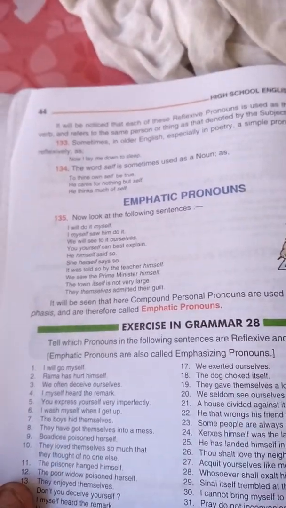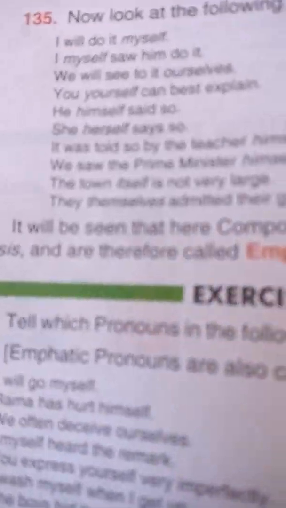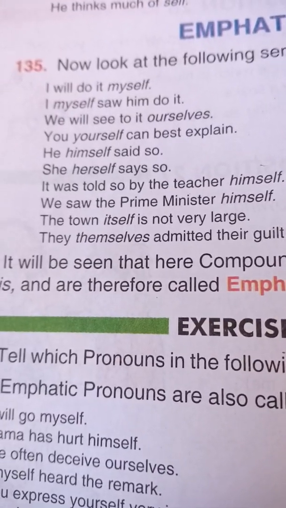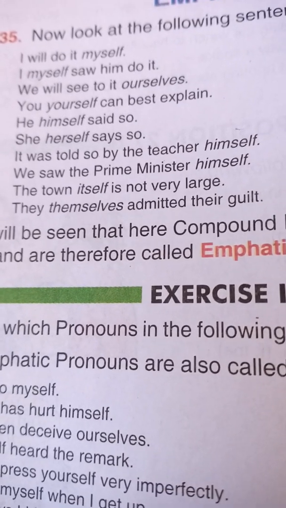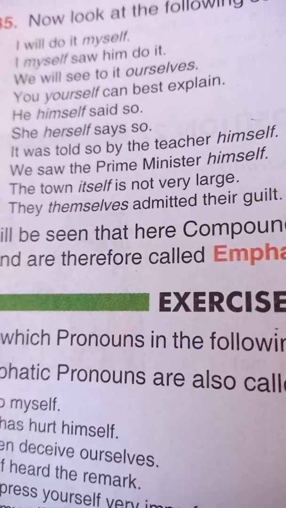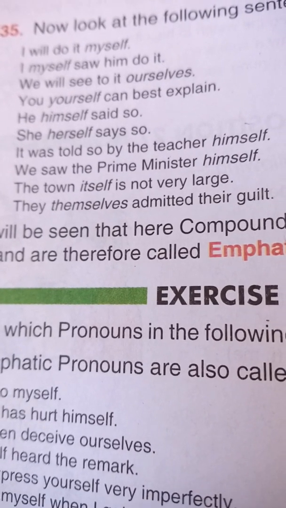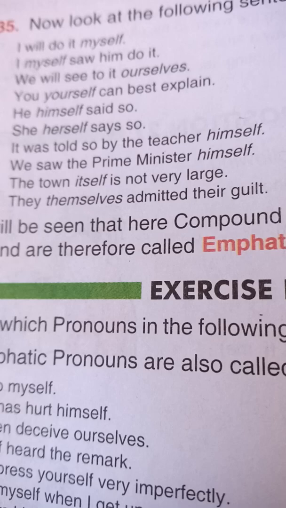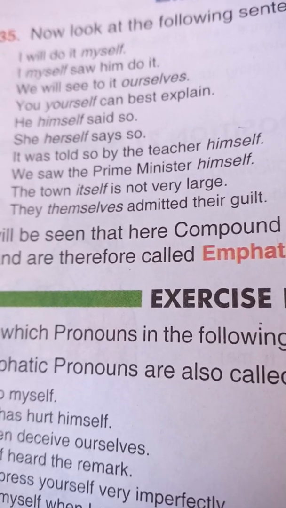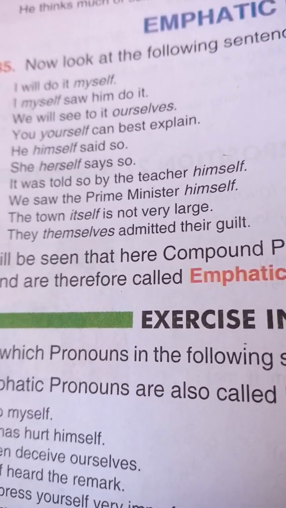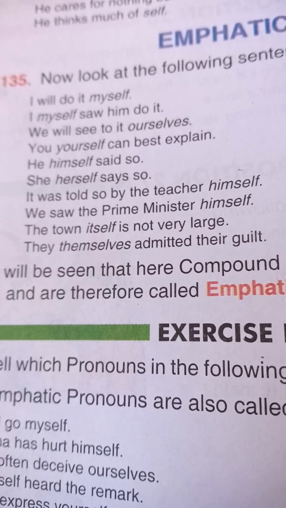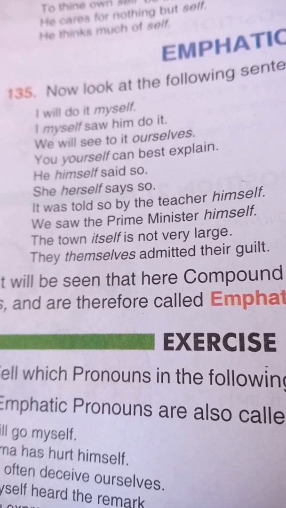Now examples for emphatic pronoun. You have to note down the difference between reflexive and emphatic pronoun. I will do it myself. Reflexive, no. It's emphatic pronoun. I myself saw him do it. We will see to it ourselves. You yourself can best explain. He himself said so. She herself says so. It was told so by the teacher himself. We saw the Prime Minister himself. The town itself is not very large. They themselves admitted their guilt. So, this is all about reflexive pronoun and emphatic pronoun.